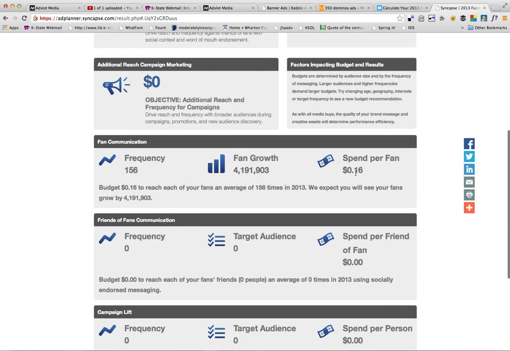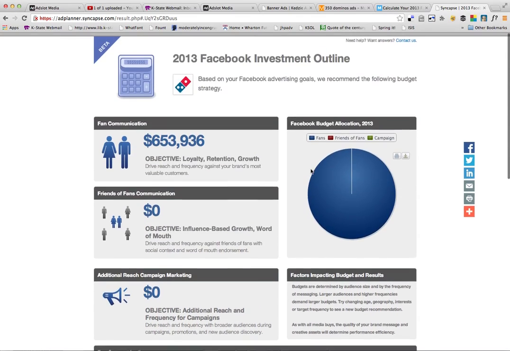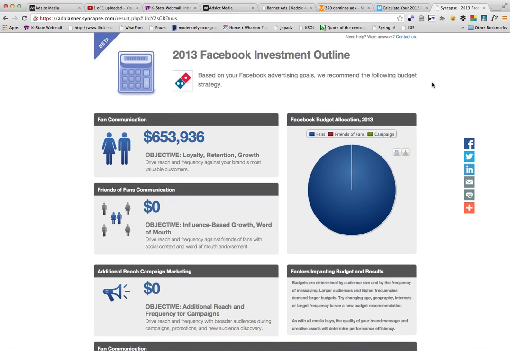And here, now we're down to 16 cents. So we went from 94 cents per fan to get them to acquire to, with this kind of frequency and focusing just on the fans, we're only going to need 16 cents a piece to do that. So that's basically, again, a quick recap of ad planners from Syncapse, and it's all about basically projecting Facebook campaign money.